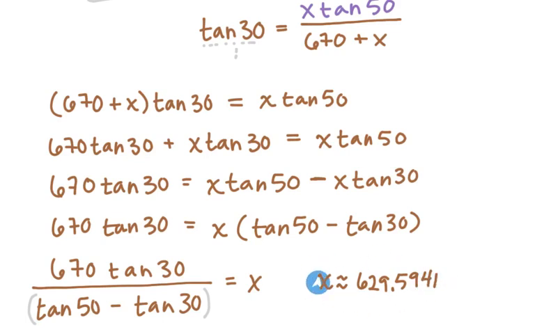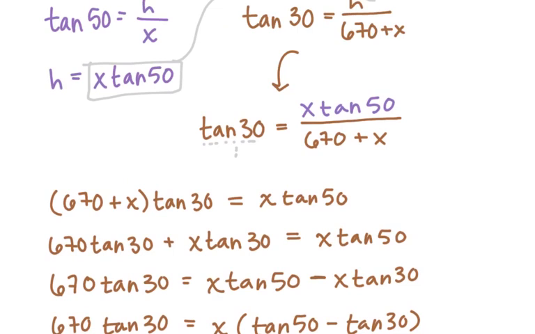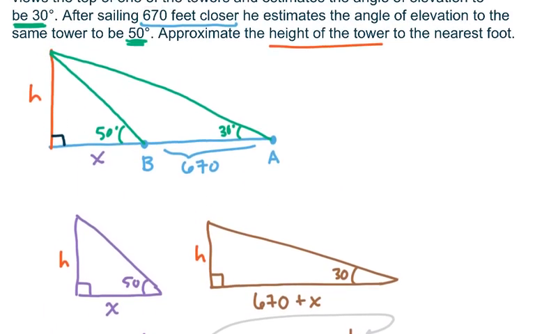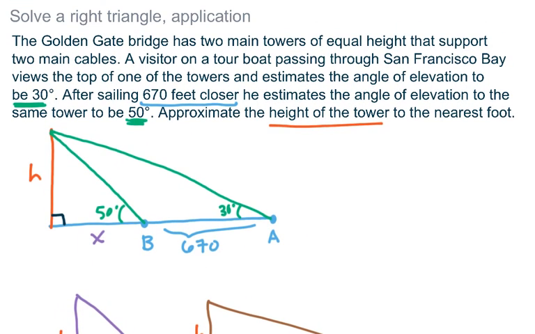So once you've got that, you're thinking, yay, I'm done. I found x. Is x really what we wanted to find? So let's go back up and look at our picture. We know x. What are we interested in finding? We want to approximate the height of the tower to the nearest foot. So we know x. We want h.